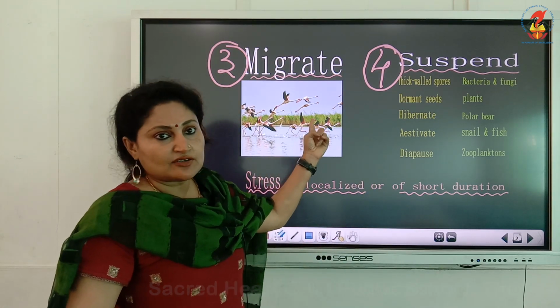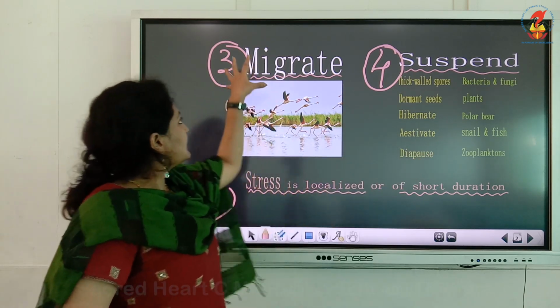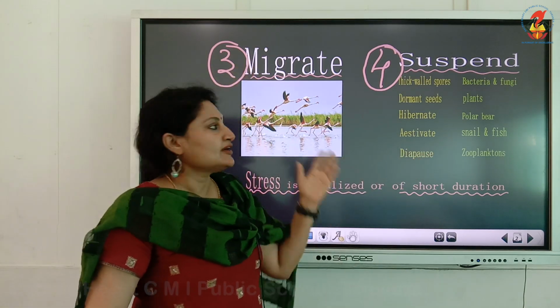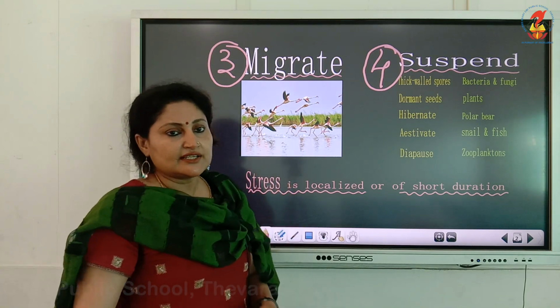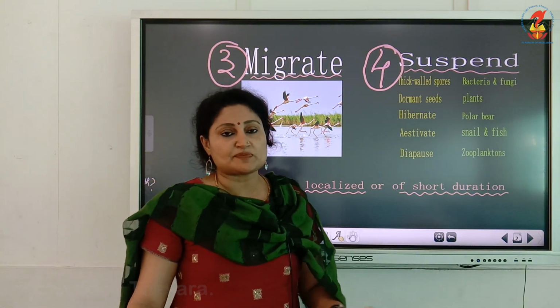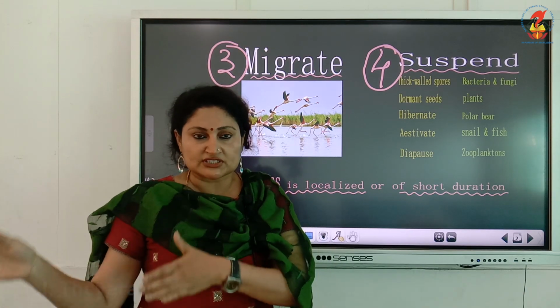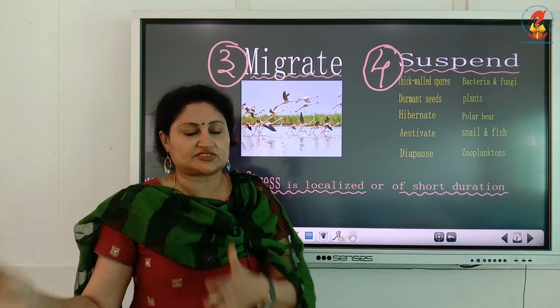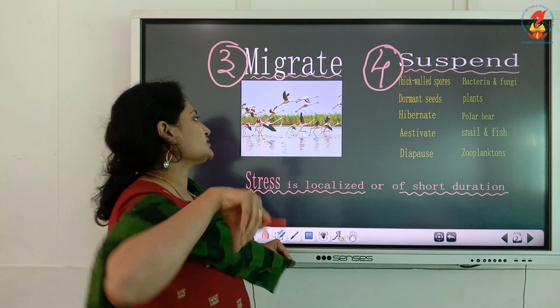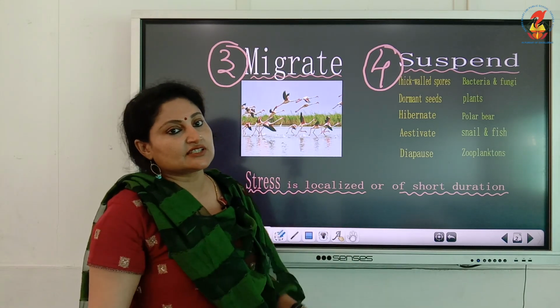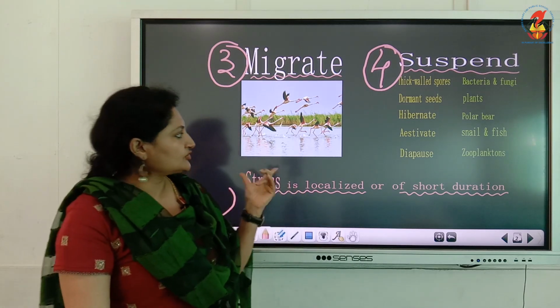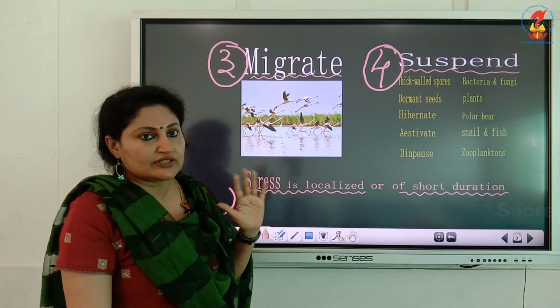They either migrate or suspend. Now let's analyze migration. This picture itself depicts it, and you are well aware of what migration is. It's usually the mass movement of animals, especially birds, from a hostile area, or an area where there is stress, to a region which is more hospitable, and it's a temporary movement, after which they return to the original site, their homeland or their native place.